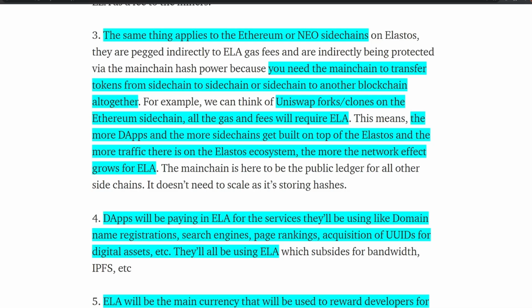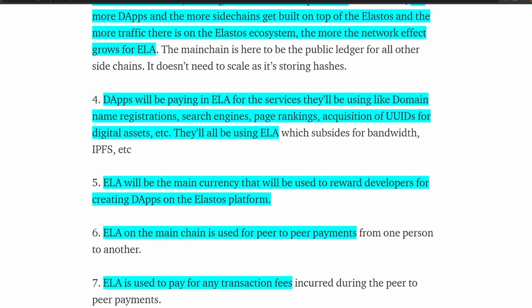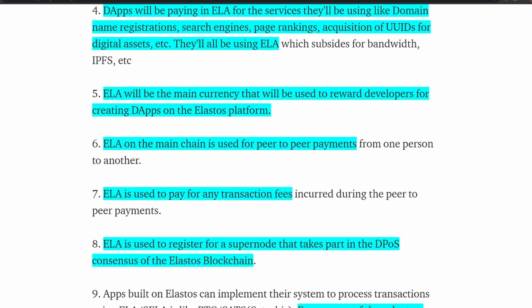Ultimately, though, the more dApps and the more sidechains that get built on top of the Elastos and the more traffic there is on the Elastos ecosystem, the more the network effect grows for ELA. dApps will be paying in ELA for the services they'll be using, like domain name registration, search engines, page rankings, acquisition of UUIDs for digital assets, and they'll all be using ELA. ELA will be the main currency that will be used to reward developers for creating dApps on the Elastos ecosystem.